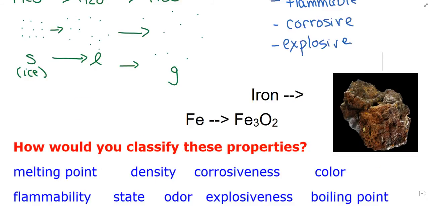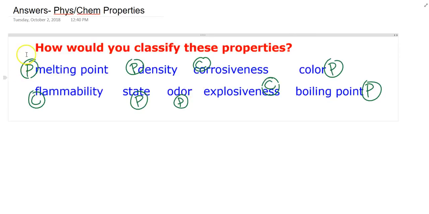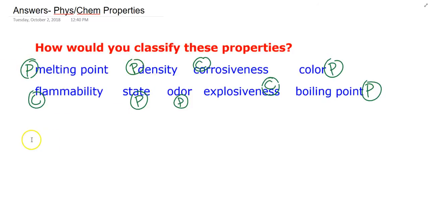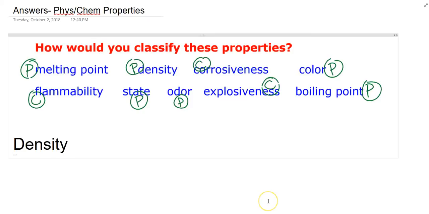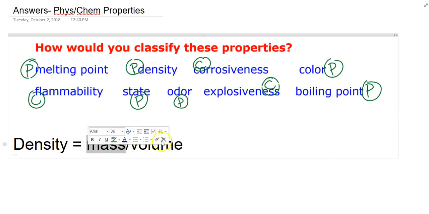Okay, so let's take a look at these answers here. The melting point is something where water is an easy thing to think of. I can take water and melt it from a solid to a liquid, and it's still water. So that's physical. The density of a substance: density is equal to the mass divided by the volume. I can find the mass of something, and it's still that substance. I could find the volume of something, and it's still that substance. I didn't have to actually change what it was to figure it out, so that is a physical property.